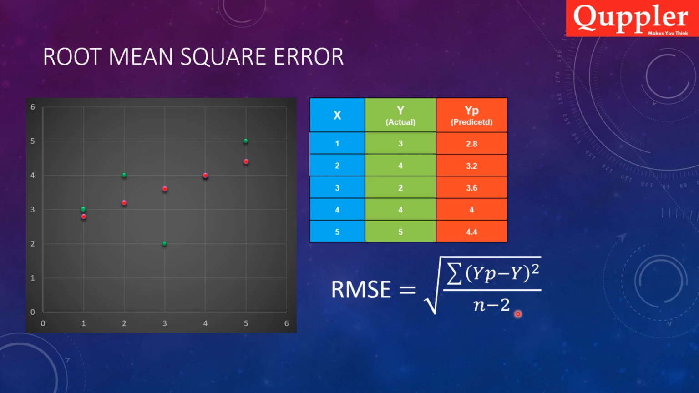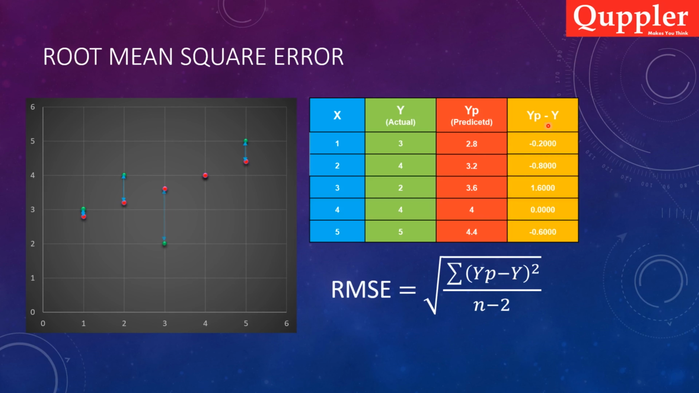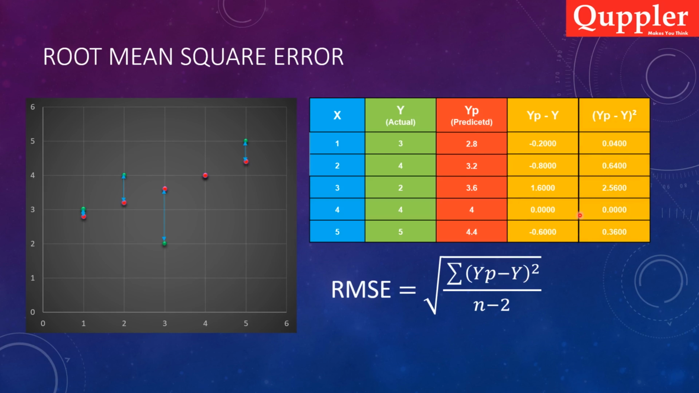In a similar way, we find the difference yp minus y against each of the data points. I have already calculated that before. The next step is doing the whole square of it and the summation. Squaring this removes all the negative values and adds more weight to your model. Once we do yp minus y of whole square, at last we do a summation of it, and we got 3.6.